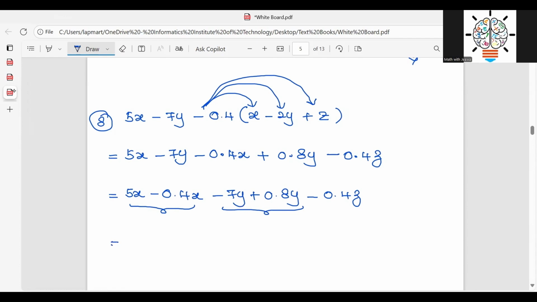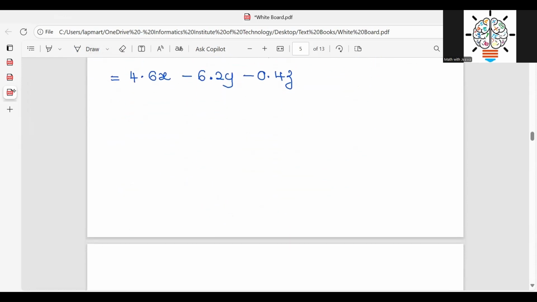So then when you deduct 0.4 from 5, it gives me 4.6x. And then when you have negative 7 and 0.8, you want to subtract them now. So it gives me negative 6.2y, negative 0.4z. Okay, so then we will move to question number 9.